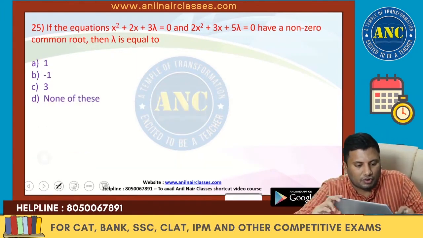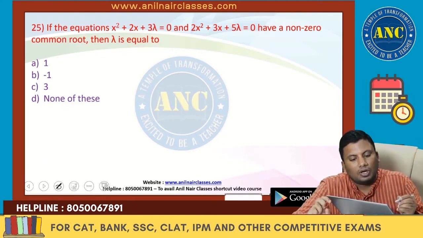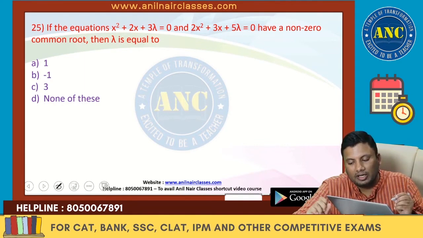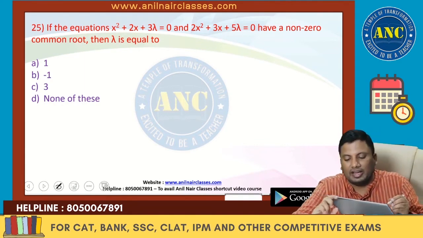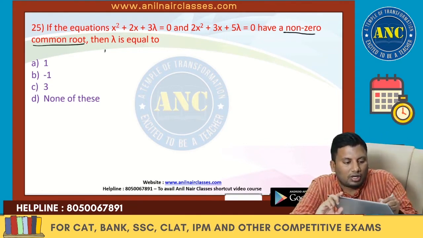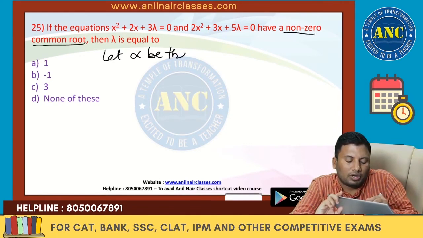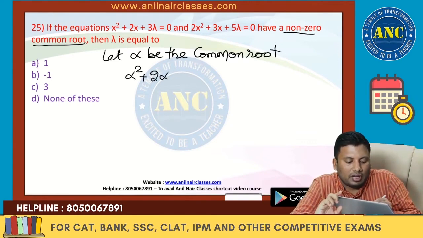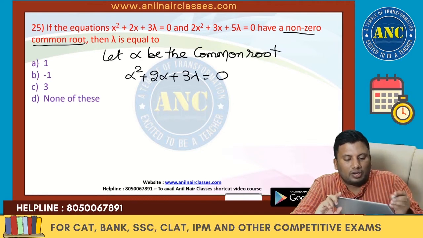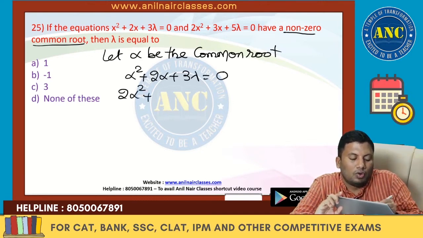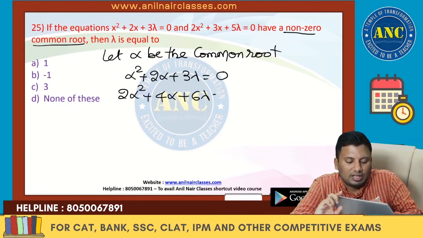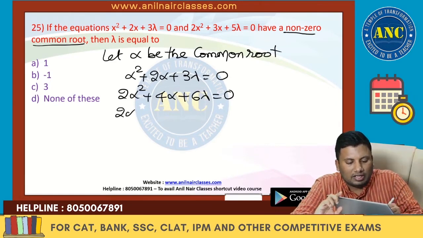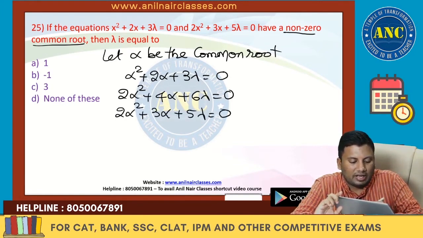Next, 25th question. If the equation x square plus 2x plus 3 lambda, 2x square plus 3x plus 5 lambda has a non-zero common root. Let alpha be the common root. That is exactly why I discussed this problem at the beginning of the class. If alpha be the common root, alpha square plus 2 alpha plus 3 lambda equivalent to 0. Multiply it by 2. 2 alpha square plus 4 alpha plus 6 lambda equivalent to 0. Next it will be 2 alpha square plus 3 alpha plus 5 lambda equivalent to 0.